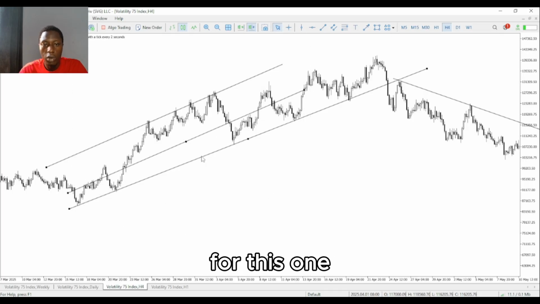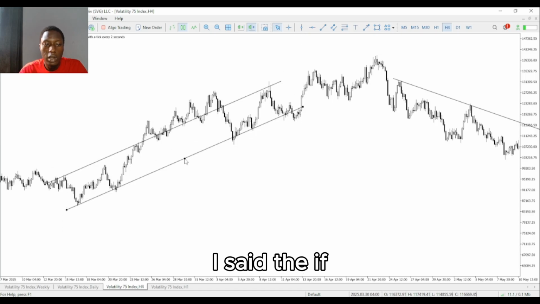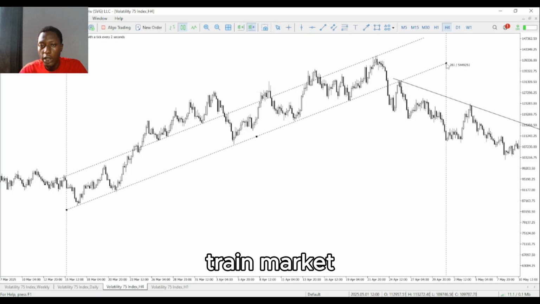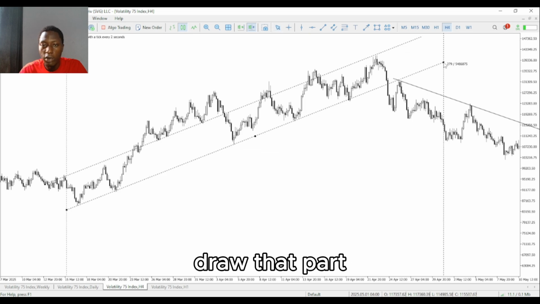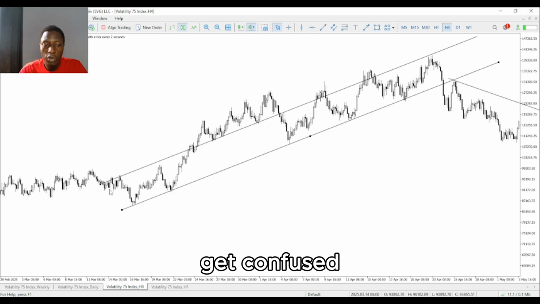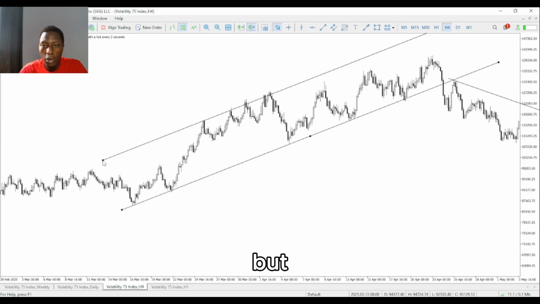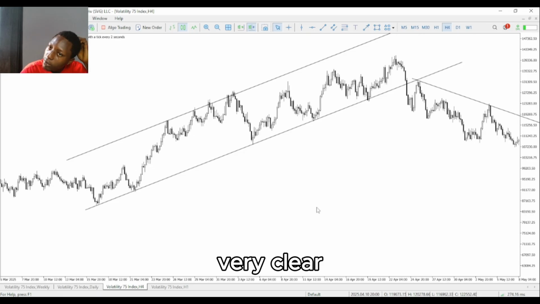Let's use this for this one now. Let's say we're using this parallel trend line to get this trend line. Remember I said if you're looking to draw a trend line on an uptrend market, the support level is the most important part. So you need to draw that part very, very clear, so you don't get confused. You can draw the resistance part not quite well, but make sure the down part of it is very, very clear.